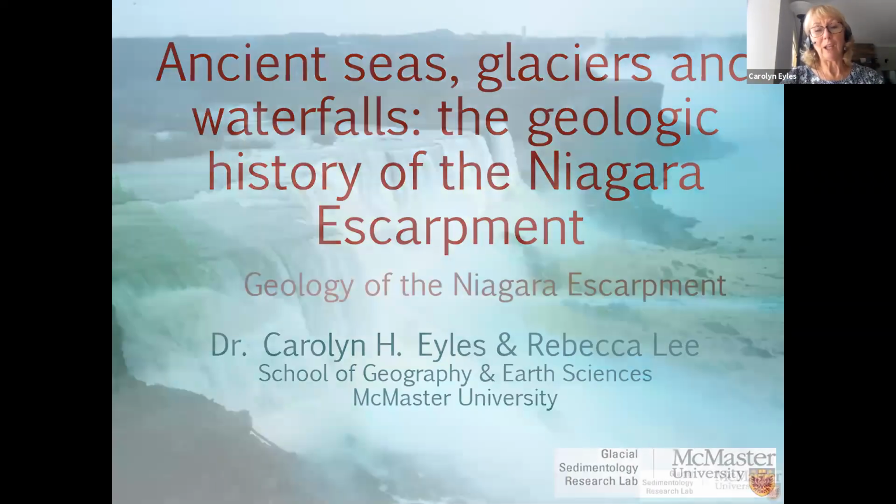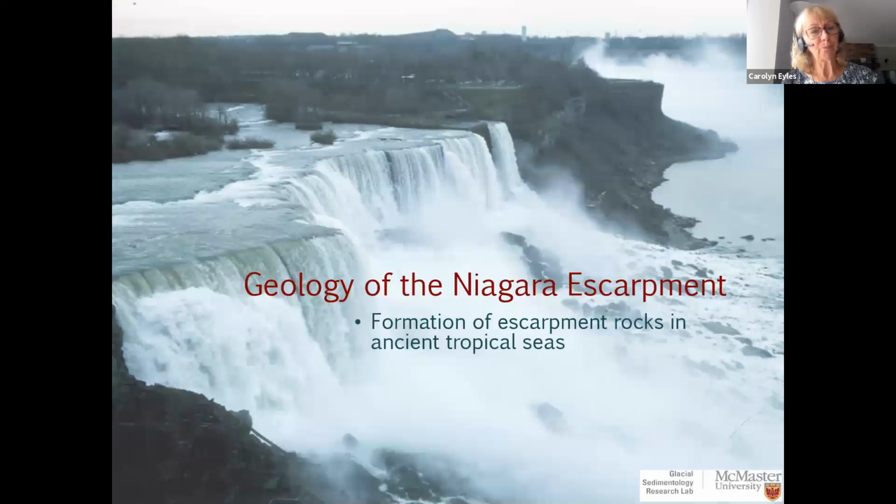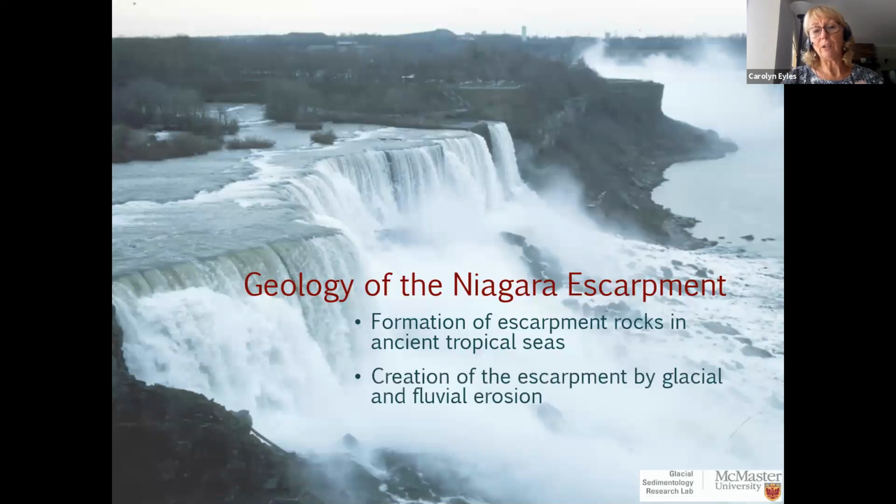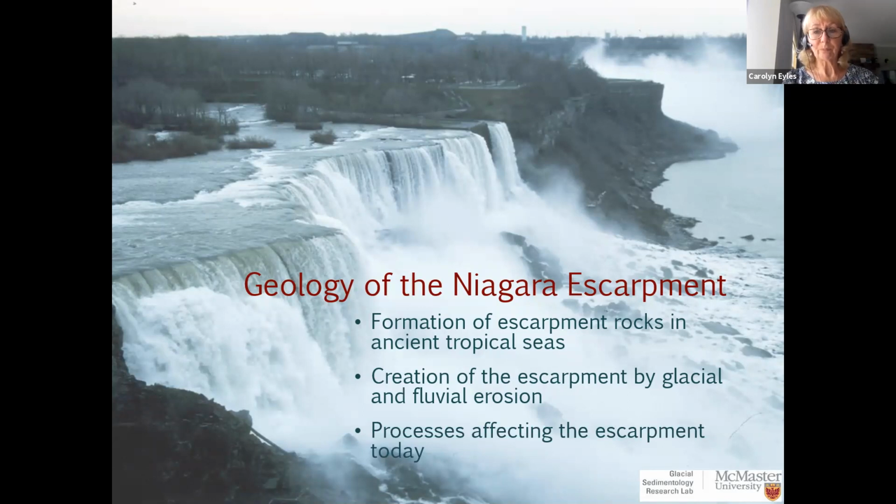So what we're going to do here is, first of all, think about the formation of the escarpment rocks in those ancient tropical seas over 400 million years ago. We're then going to think about how the escarpment was actually created after deposition of these sediments and formation of the rocks. The escarpment's created largely by glacial and fluvial erosion. And we'll finish off by thinking about some of the processes that are affecting the escarpment today and some of the studies that we're conducting on these processes.